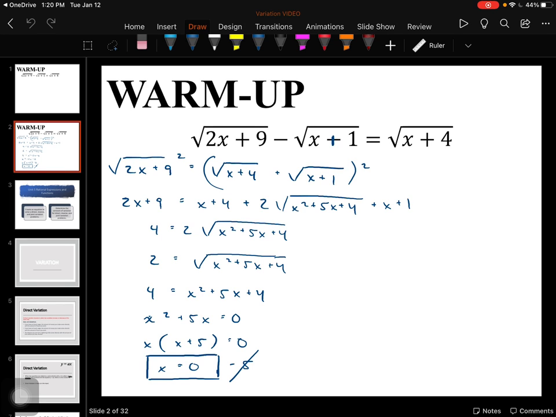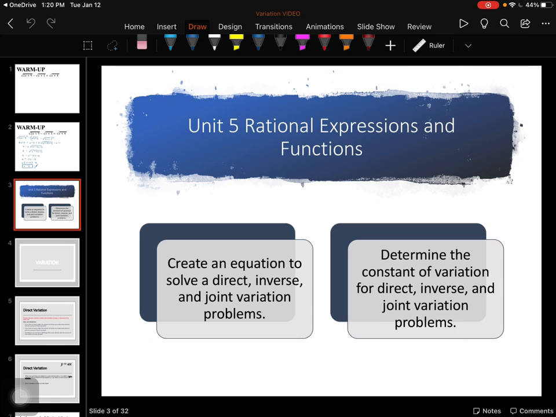We are going to start Unit 5. Unit 5 is not going to be on your test that you guys have next week, but since I gave you an extra day to review, we do have to start this unit. So the name of the unit is Rational Expressions and Functions. This is Unit 5, so we're halfway through the year.